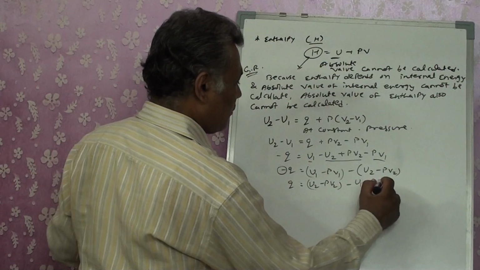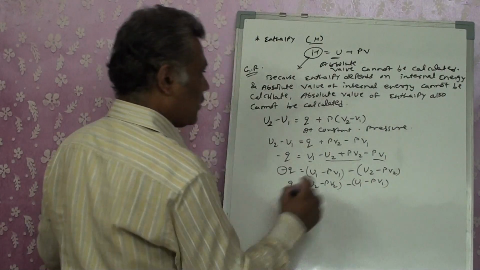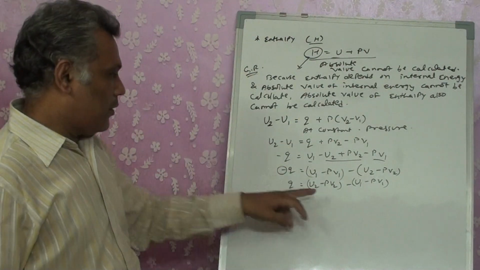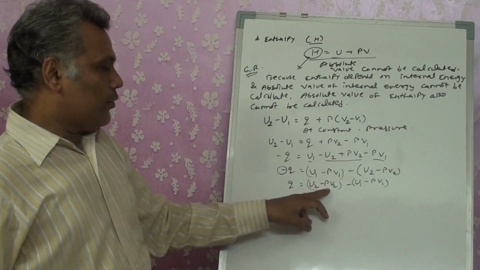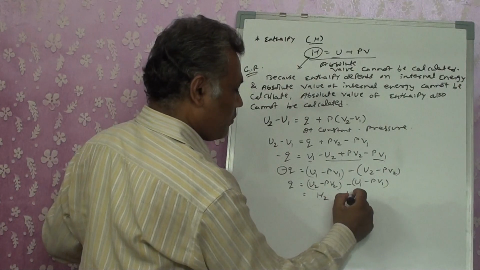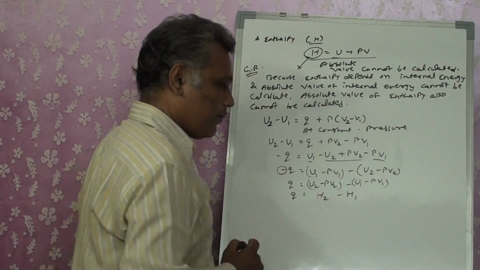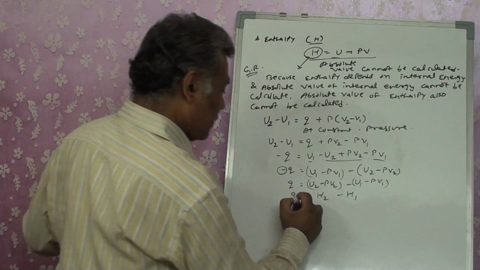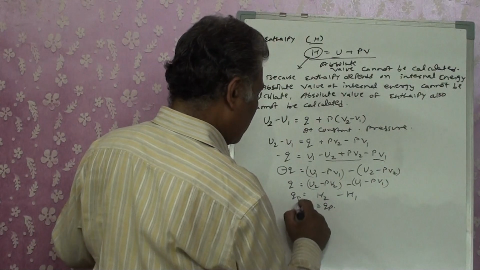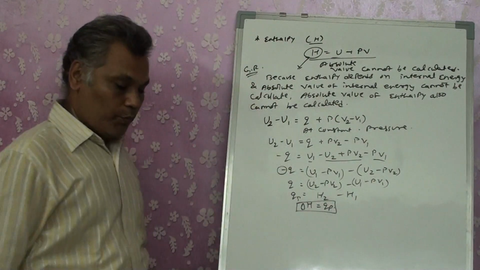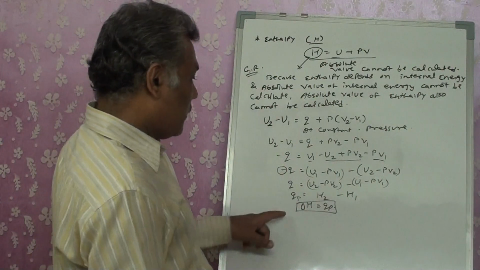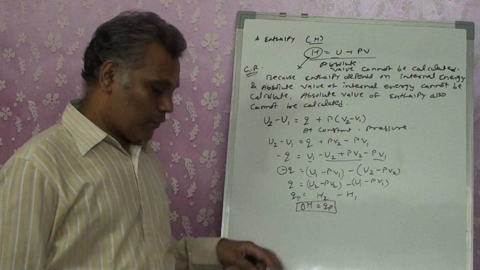(U1 minus PV1). Now see, actually we have written this equation, H equals U plus PV. Here it's U2 minus PV2, so can I write it as H2 minus H1? So what does it indicate? At constant pressure, delta H equals QP. This is at constant pressure, right?